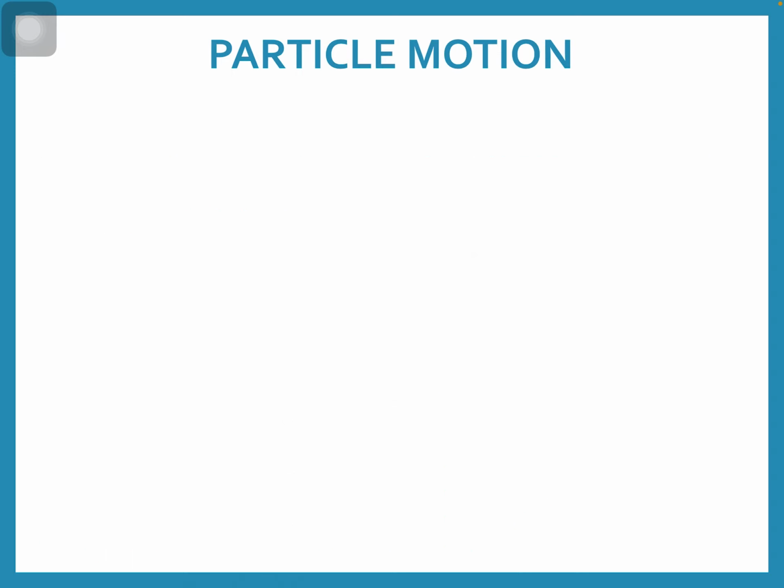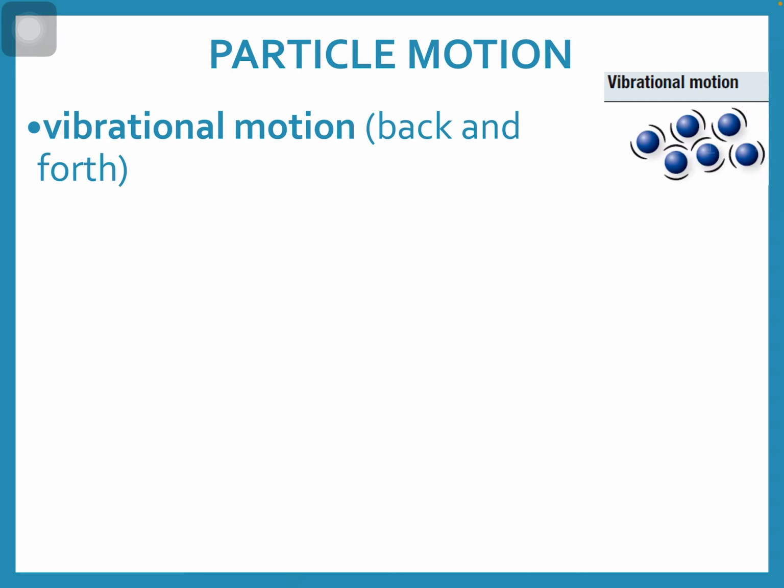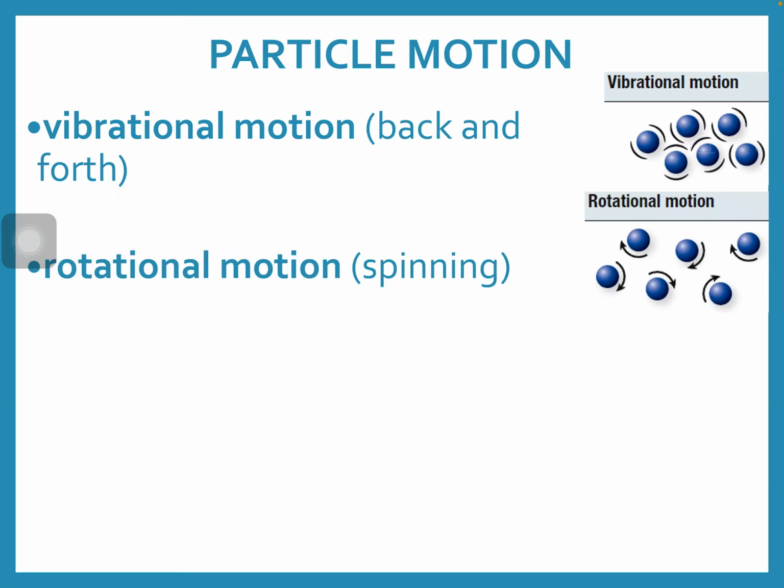Also based on those forces is particle motion. There are three different types. Vibrational motion is the first one, and that is just a back and forth motion. Particles in all states of matter would have vibrational motion. The second one is rotational motion, which is a spinning around. Liquids and gases would have rotational motion because they don't have to stay in relation to the particle next to them, near each other.